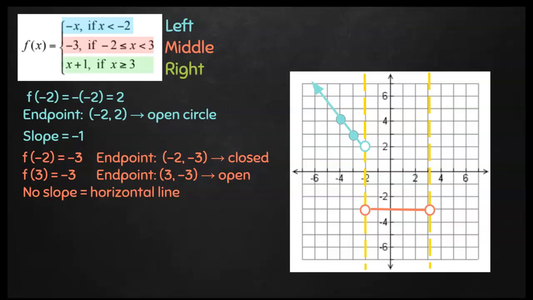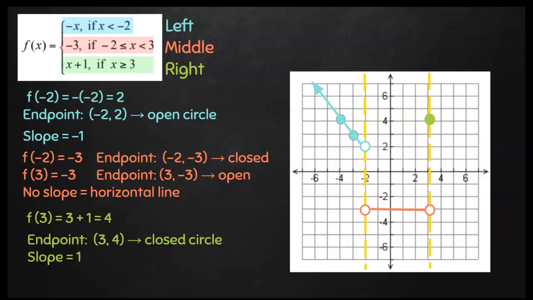Okay, now we're going to look at the right part. So x is greater than or equal to 3. So I'm going to take that 3, plug it into my function rule, and I get a y of 4. So my endpoint is going to be at 3, 4 with a closed circle. And my slope is a +1, so I'm going to the right. And I will have my points going up into the right one, and then making a line to continue.